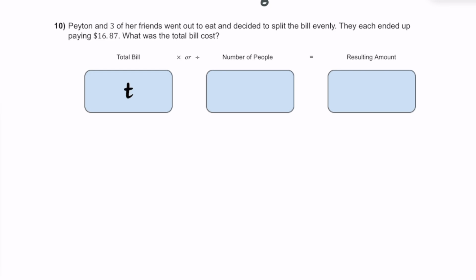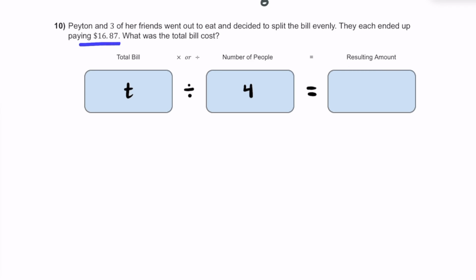The total bill is, should we multiply the cost of all the food by something, or is it being split evenly amongst people? Well, if it's being split, that means we're actually going to divide all of that money between a few people. Now, how many people are we talking about? Well, it looks like Peyton is going with 3 friends. So Peyton plus her 3 friends, that's going to be a total of 4 people. And what do we know about this? Well, if you split it 4 ways, do we know how much each person is going to be paying?